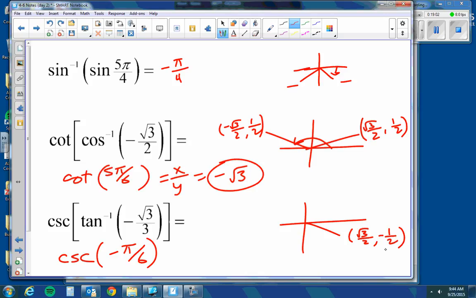Okay. What's the answer? Cosecant is a reciprocal of sine. So what's the reciprocal of that?